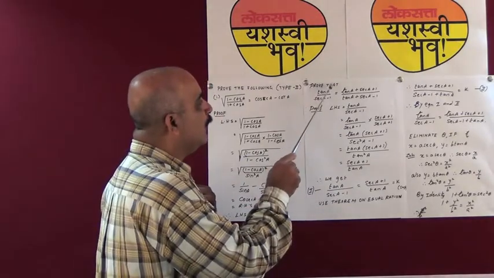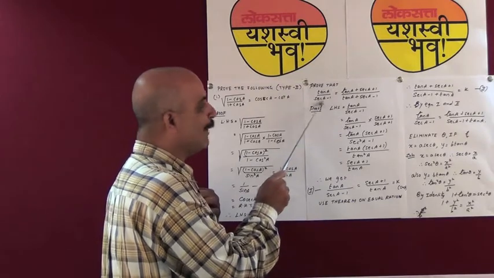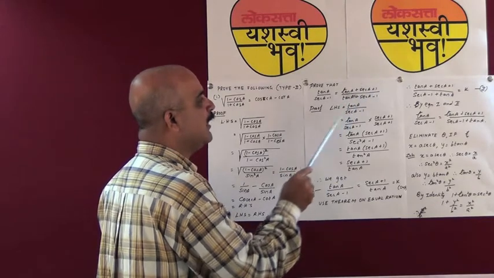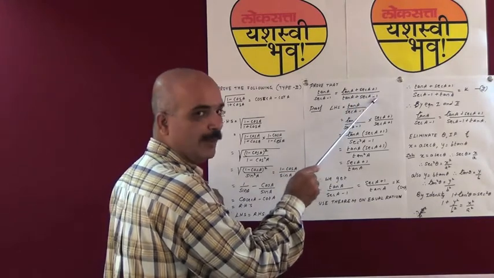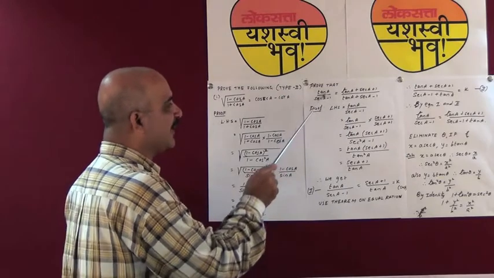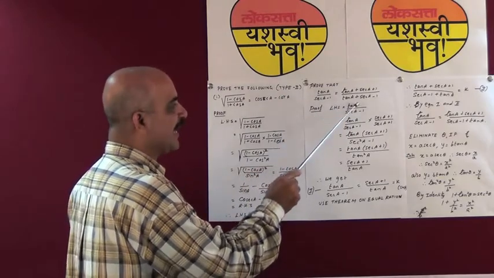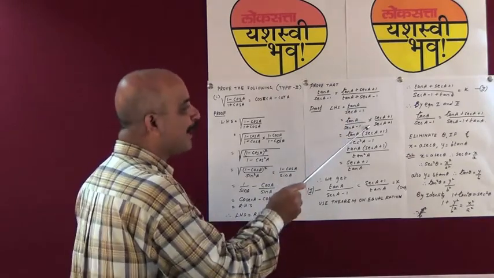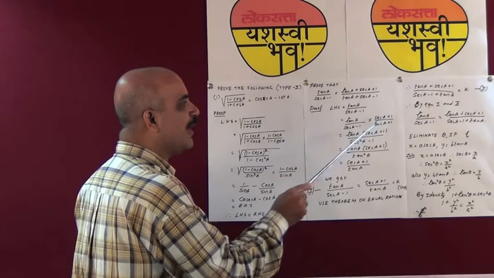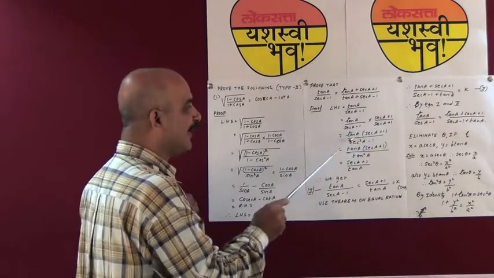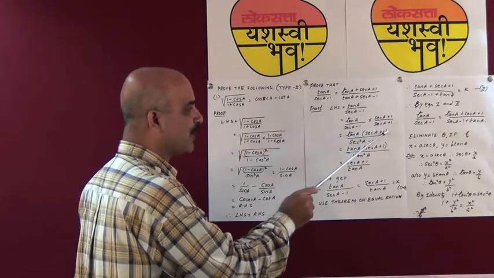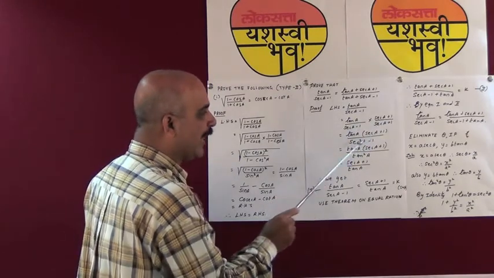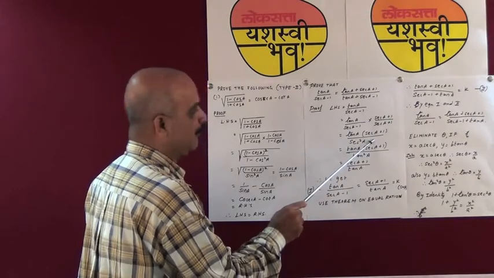Here we have to prove that tan A upon (sec A minus 1) is equal to (tan A plus sec A plus 1) upon (tan A plus sec A minus 1). Now we have selected the left hand side as usual. Left hand side is tan A upon (sec A minus 1). We have multiplied it by the conjugate, that is (sec A plus 1) upon (sec A plus 1). So we get tan A into (sec A plus 1) upon (A minus B)(A plus B), that gives you A square minus B square.